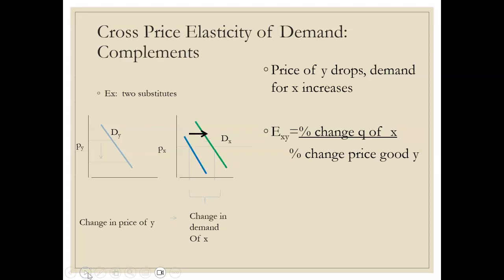Now let's look at the case of complements. Here, notice once again over on the left-hand diagram, we have the demand curve for Y and the price has dropped. But these two goods are complements for one another. So as the price of Y drops, the demand for X increases. And once again, we can compute the cross price elasticity here: the percent change in the quantity of X divided by the percent change in the price of Y.